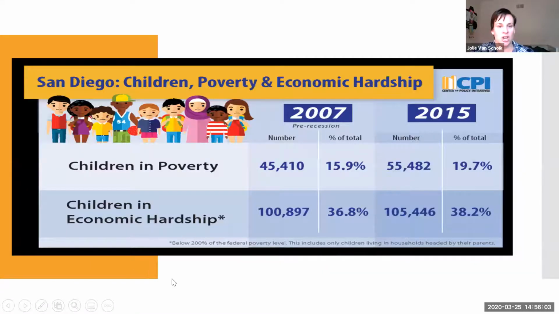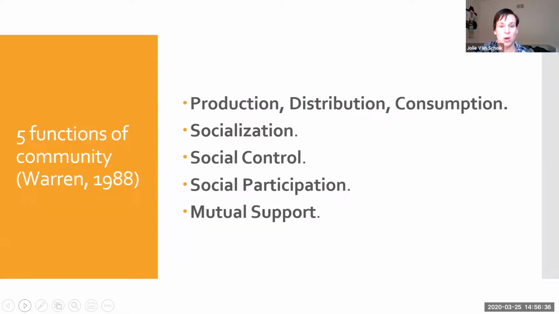So here's some more information about child poverty and economic hardship, comparing 2007, pre-recession, and 2015, post-recession. You can see that the numbers increased by almost 10,000 just in San Diego County, once again where I live. Children in economic hardship also increased, but only by about 5,000, which is about 2% as well. This is just children in this area. So this has changed our community, and it's going to change those children's socialization as well.